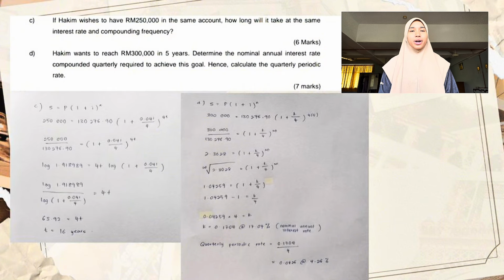For the next question, number 1D. Hakim wants to reach 300,000 in 5 years. Determine the nominal annual interest rate compounded quarterly required to achieve this goal. Hence, calculate the quarterly periodic rate. For this question, I use the same formula, which is S equal to P(1 plus I)^N, S equal to 300,000, and P equal to 130,276.90. 1 plus I equal to K divided by 4, and N equal to 4 times 5.